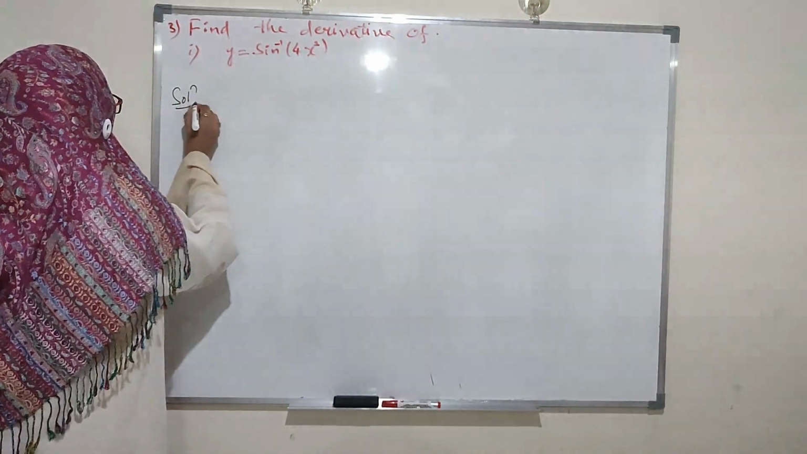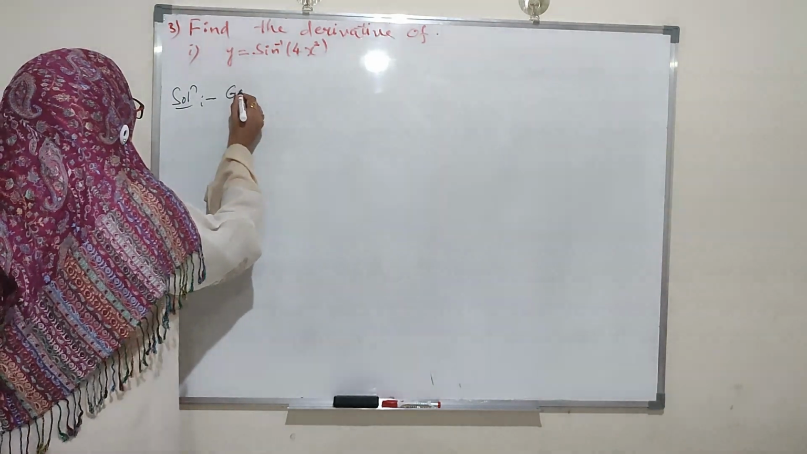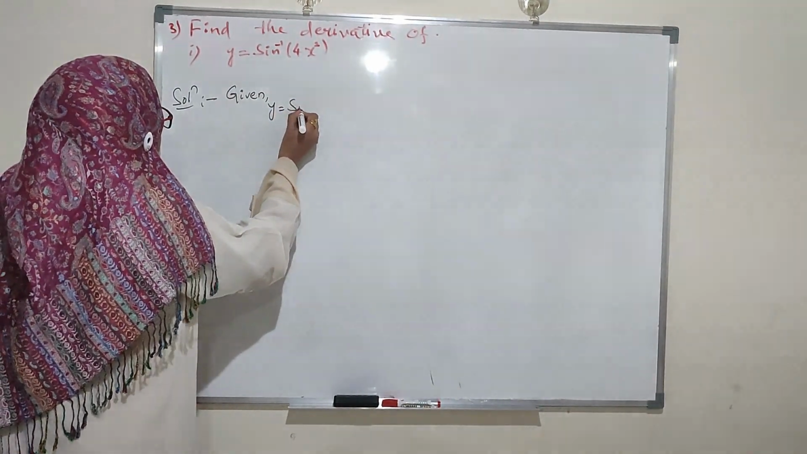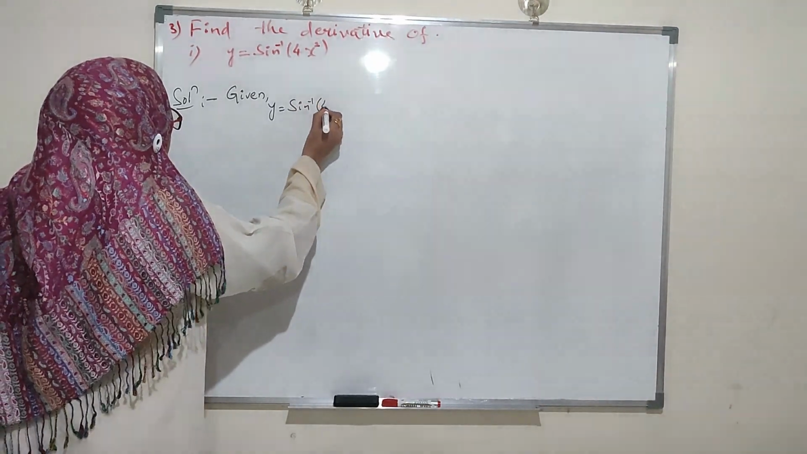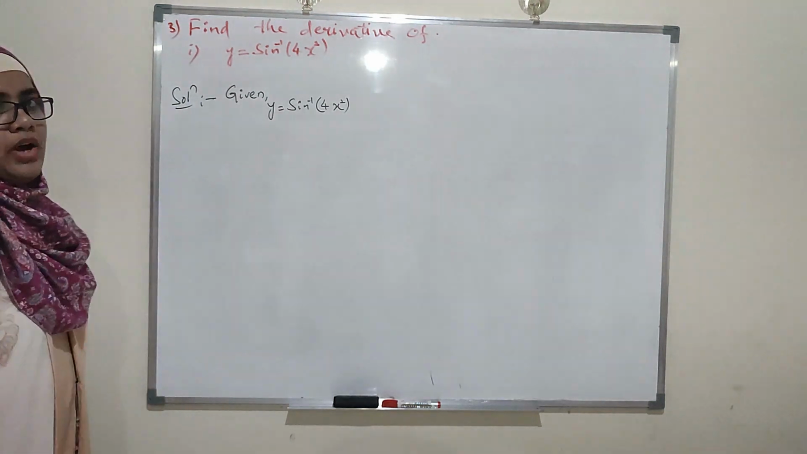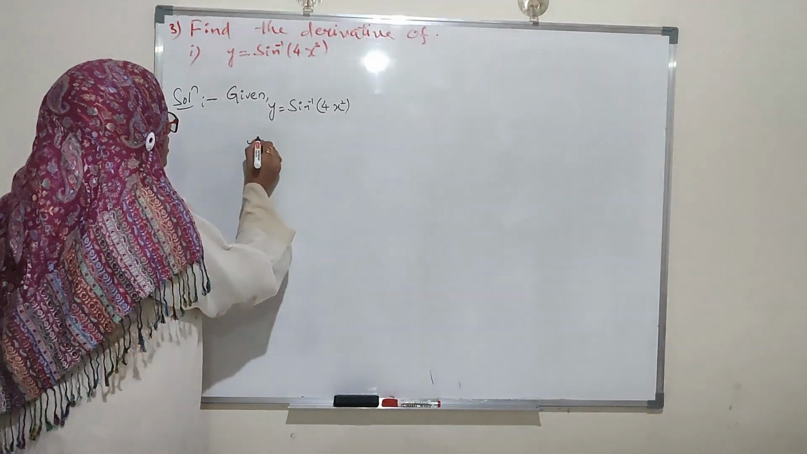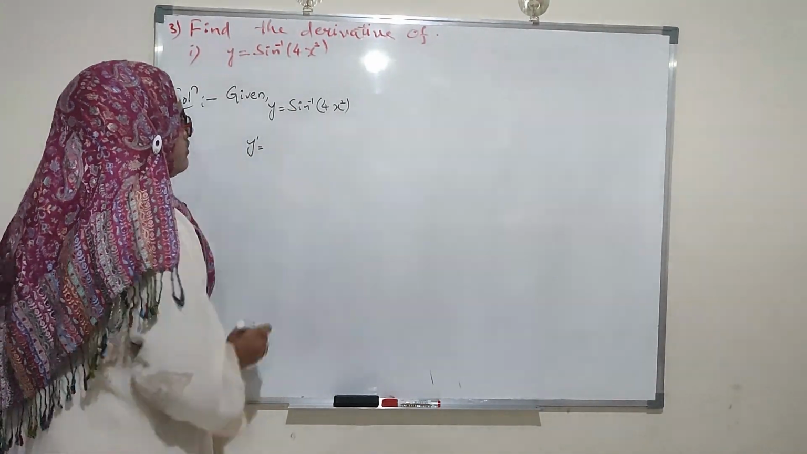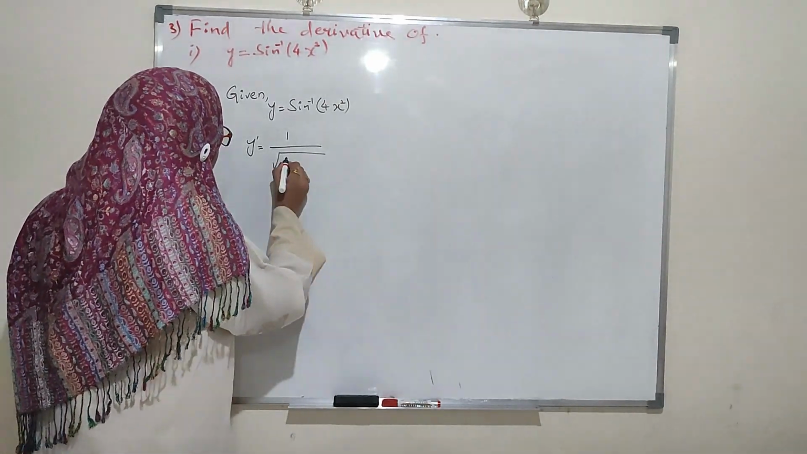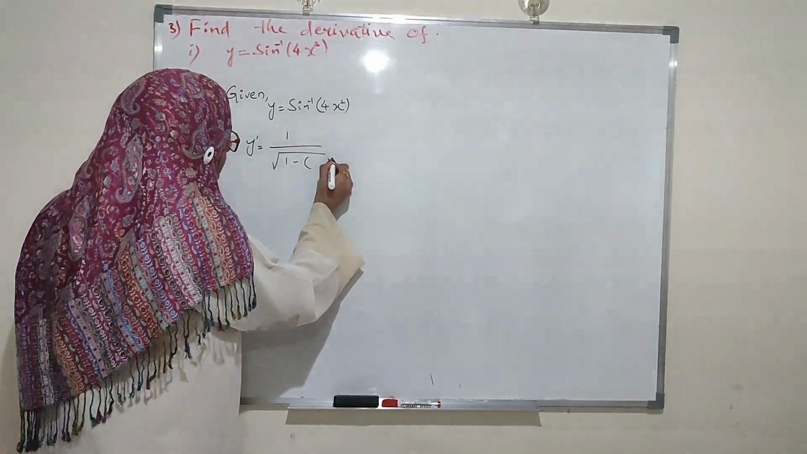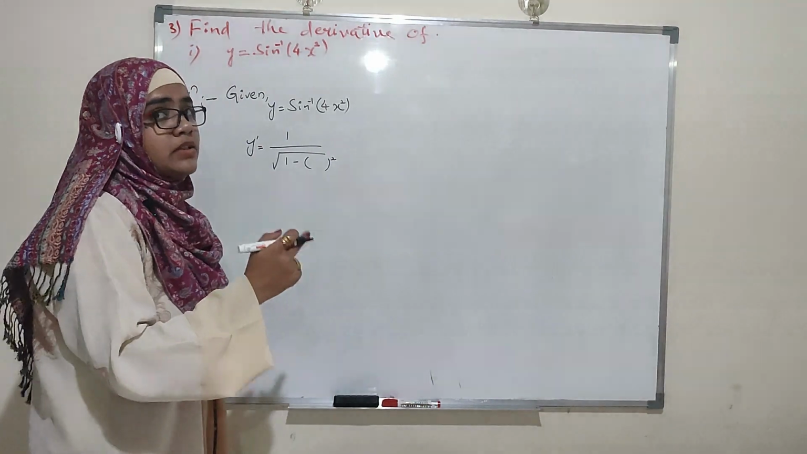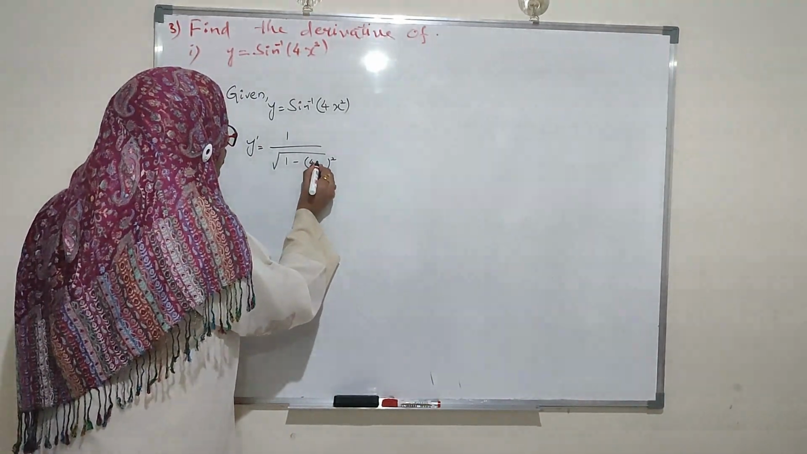Write down the solution. In the solution, write first what is given to you. Given y is equal to sine inverse of 4x square. Now we have to differentiate y with respect to x. Y dash is, sine inverse differentiation is 1 divided by under root of 1 minus x square. What is x? 4x square is given to you, 4 into x square.